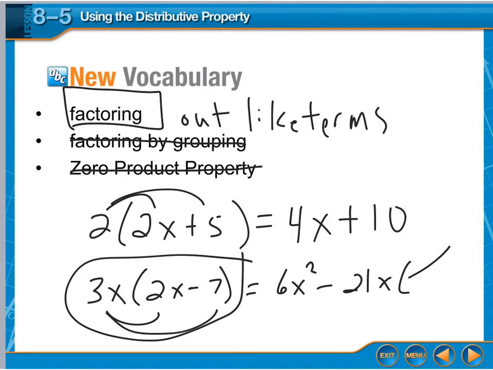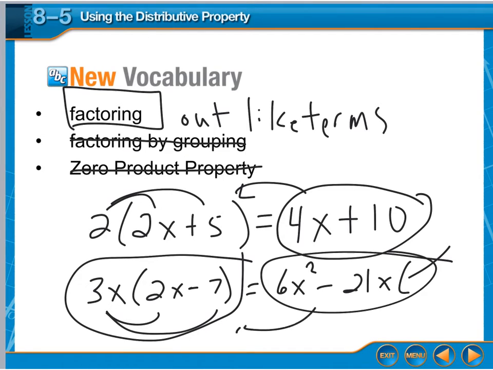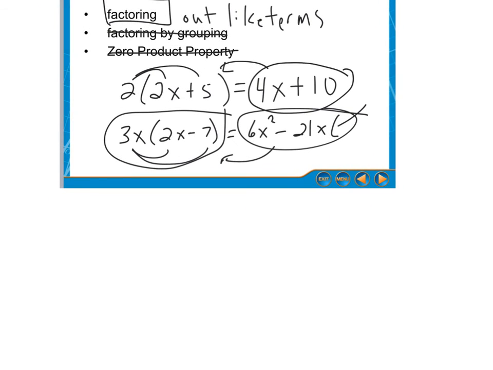So now we're going to do the opposite. We're going to go from this back to that, or this back to that. We're going to go the opposite direction. So how do you do that? Well, what we do is we look at this 4x plus 10 and we say, what goes into both of those things? What are the common factors?